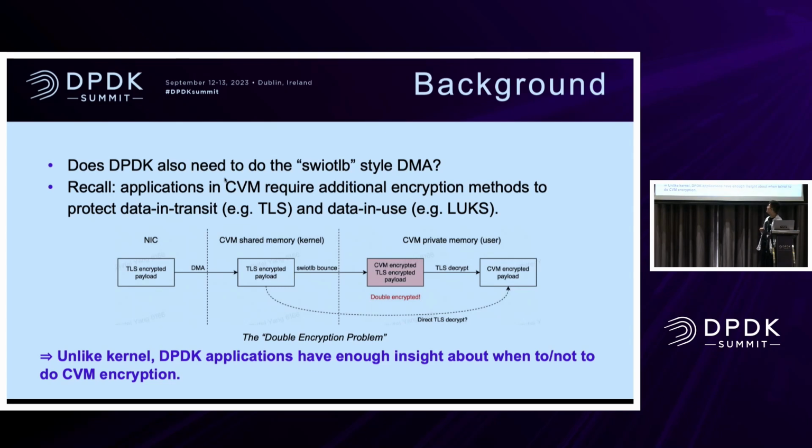Then you do a software IOTLB bounce. It comes into the CVM private memory, where it is both CVM encrypted and TLS encrypted. So this is actually double encrypted. Only after this do we do a TLS decryption so that the application in the VM can use the plain data for processing. But do we really need this kind of double encryption? The answer is that we actually don't. We can directly decrypt from the CVM shared memory into the final destination where we want to use the data. Unlike the kernel, DPDK applications have enough insight about when to use shared pages and when it is not needed to use encrypted pages.